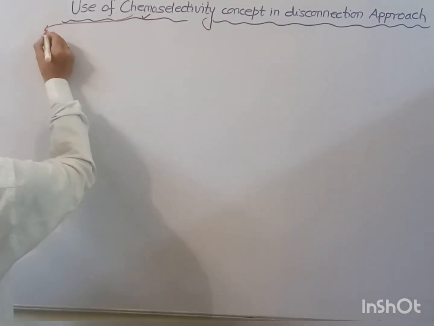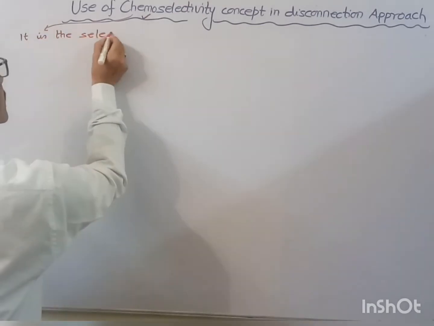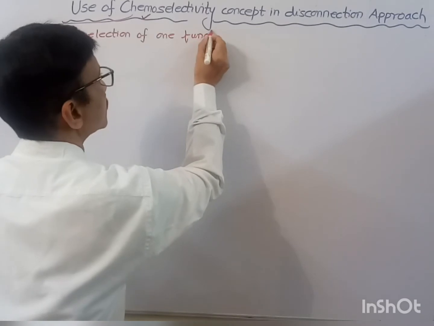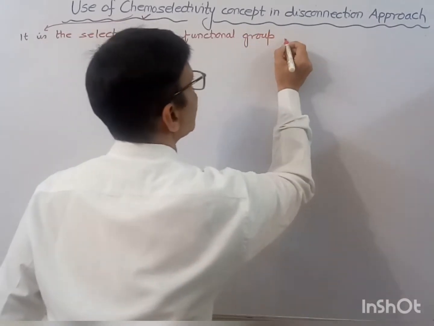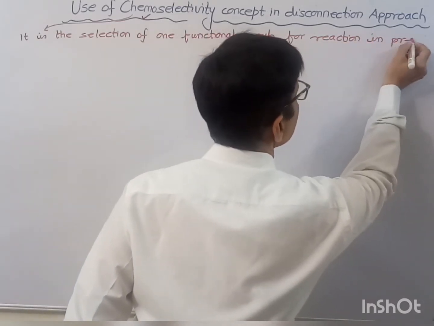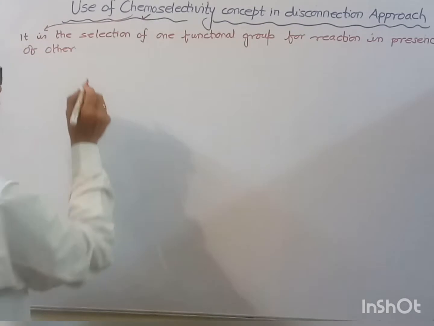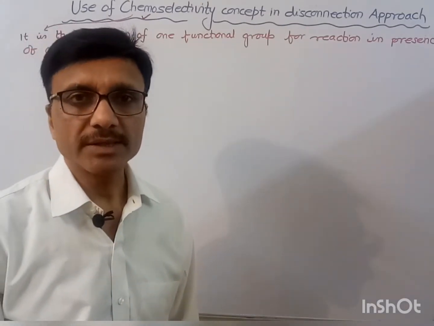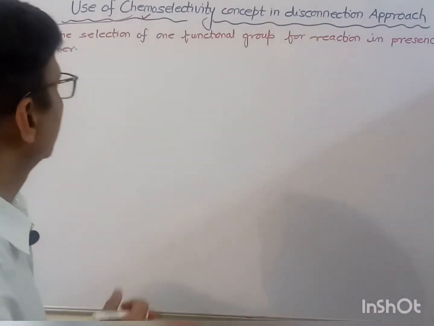So if we define the chemoselectivity, it is the selection of one functional group for reaction in presence of other. Means if you have two functional groups, it may be identical functional group, it may be different functional group, then we have to react only one functional group. So this can be done in a different way.